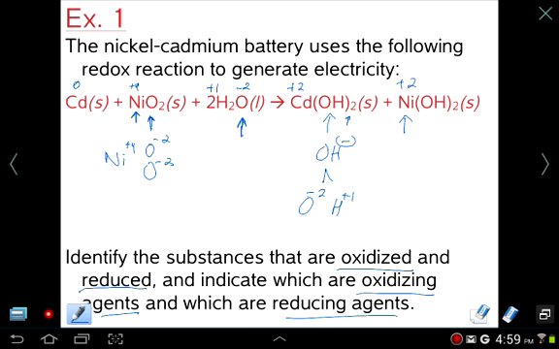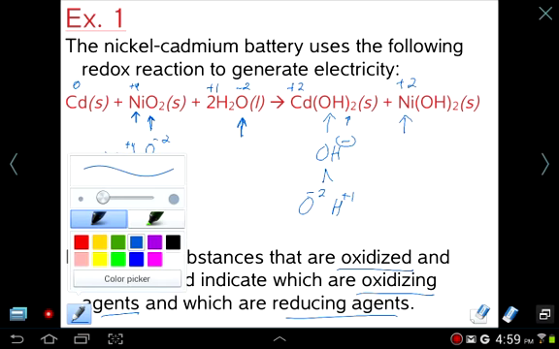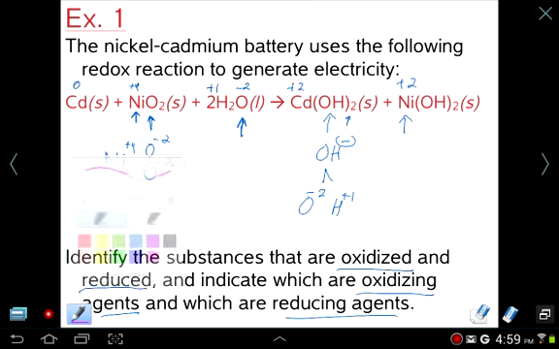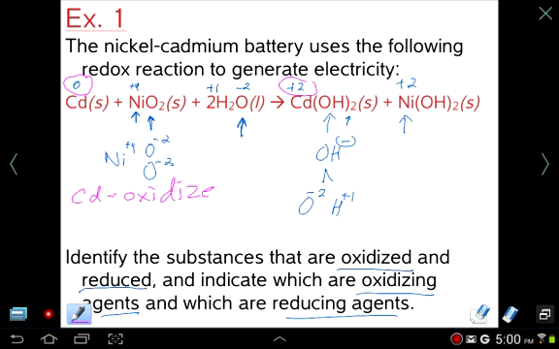So what we see now is going from the left to the right side, cadmium went from 0 to a +2, and if you recall, that's called oxidation. Oxidation is losing electrons, OIL. So cadmium is oxidized. And then if you take a look at nickel, nickel went from +4 down to a +2. That's reduction. So nickel got reduced.